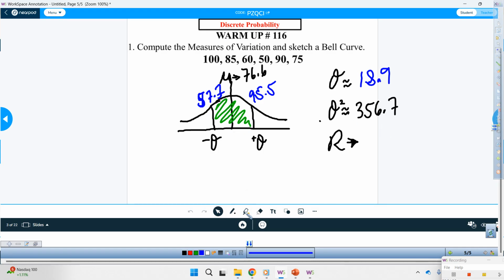Range, we get for the range, Aleshka. 50. All right. Send that in, please.